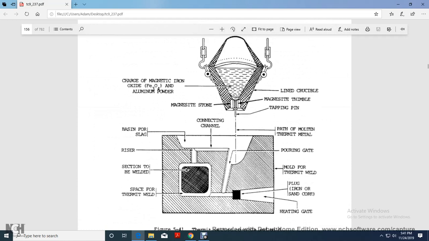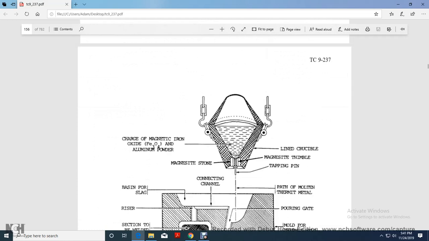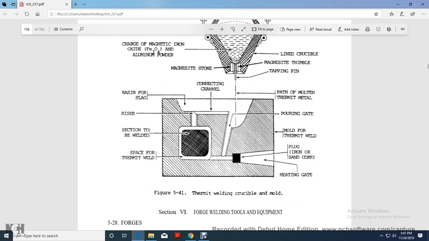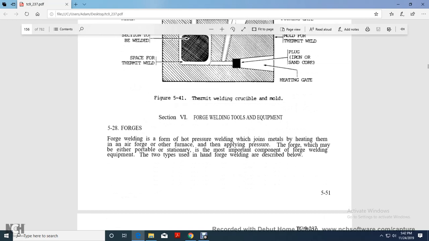All right, figure 541 shows the charge of magnetic iron oxide and aluminum powder, magnesite stone, tapping pin, magnesium thimble, and lined crucible. The thermite welding crucible and mold shows the basin for slag and the path for thermite metal, the pouring gate, the mold, the thermite metal plug, the iron sand or core, the heating core, the space for thermite welding, the section to be welded, and the riser.